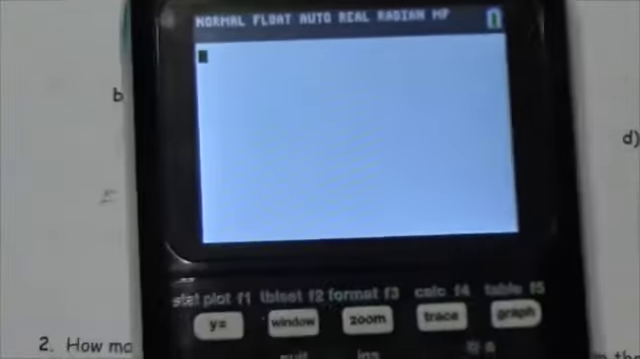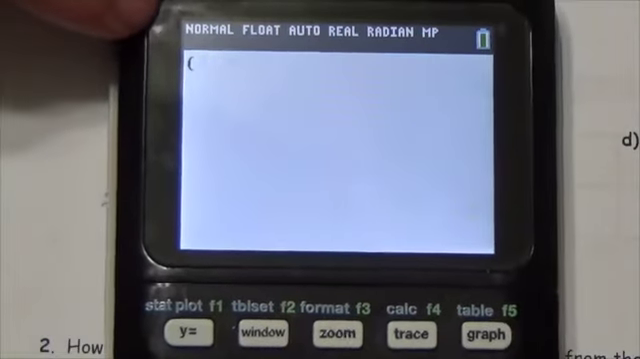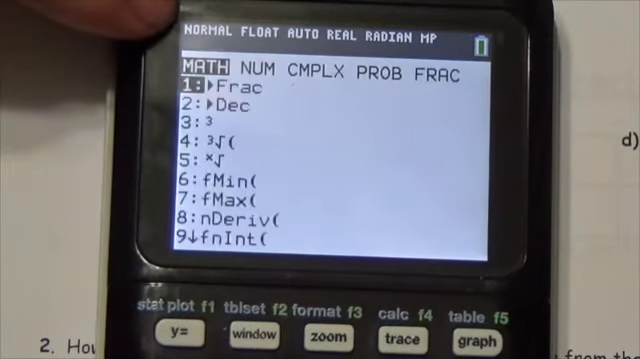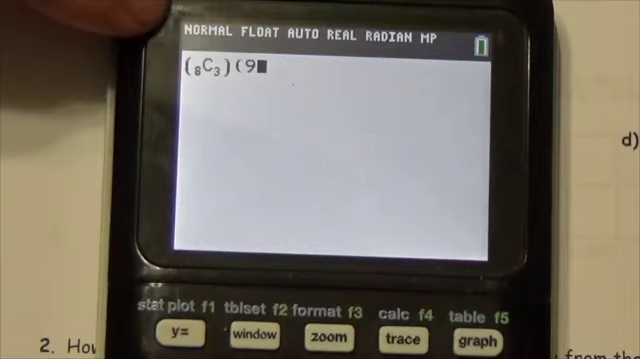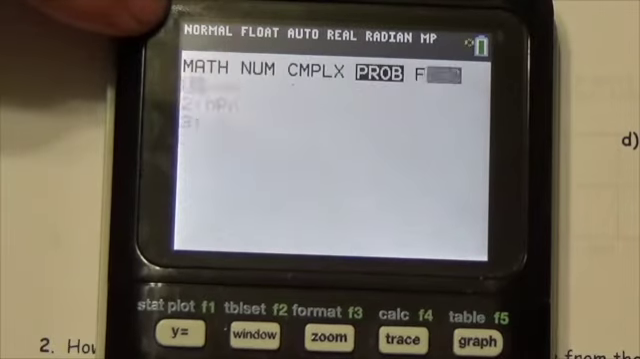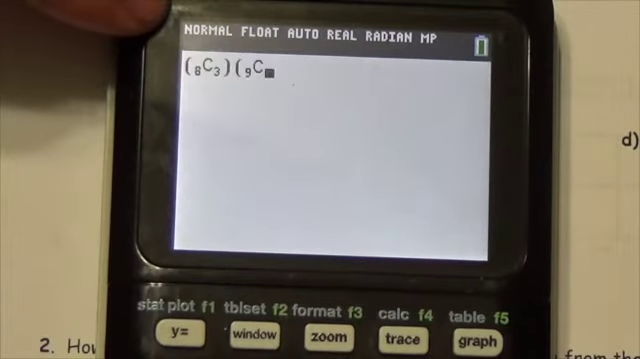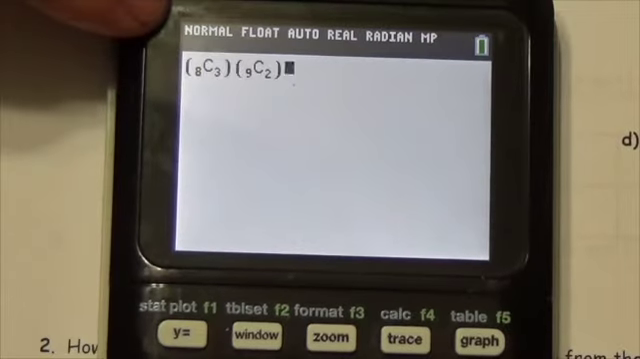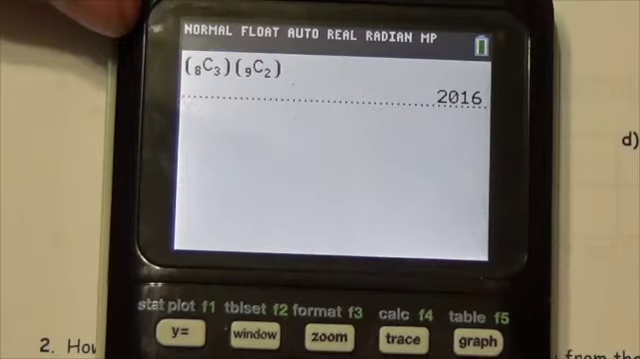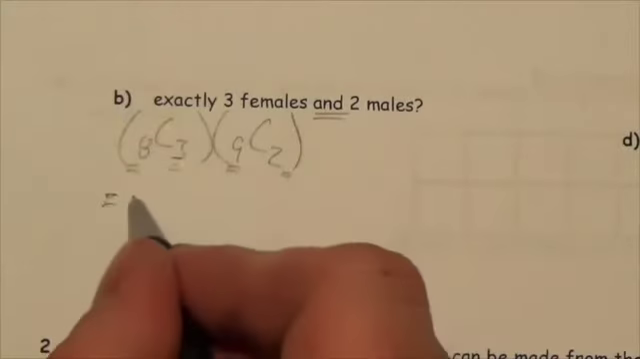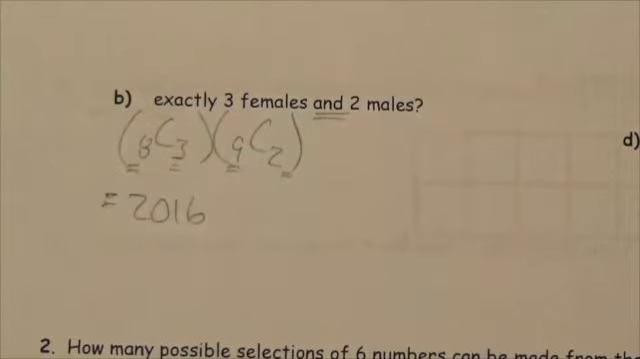But let's enter this into the calculator. Make sure we put brackets around these things so that they don't bump into each other. We don't want to inadvertently put numbers where they don't belong. So 8 choose 3, multiplied by 9 choose 2. There's our 17 people we're choosing from, the 5 people we're choosing. And it turns out we got 2016 different ways that can happen.